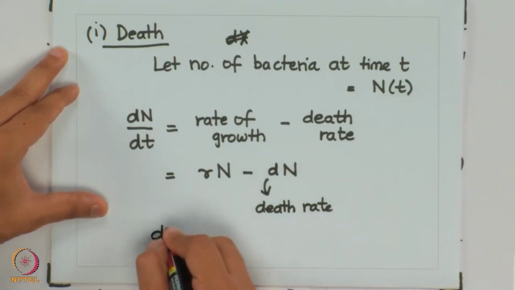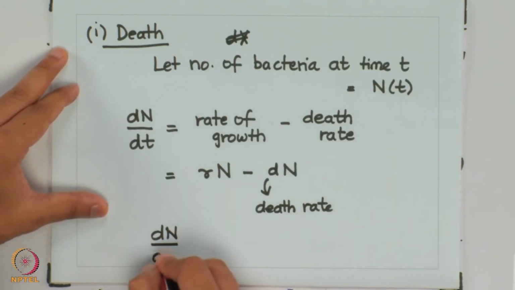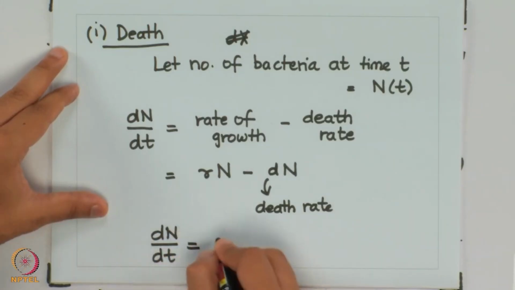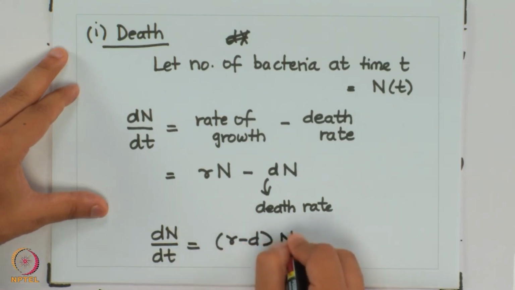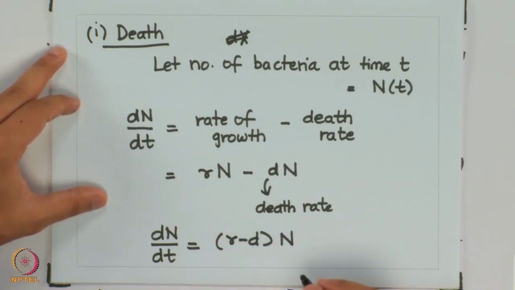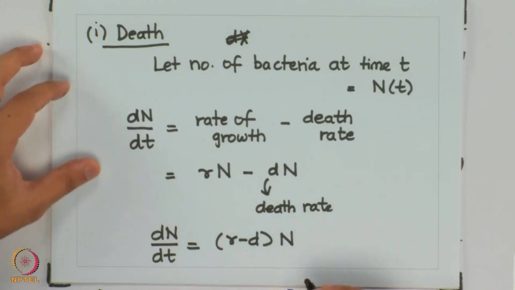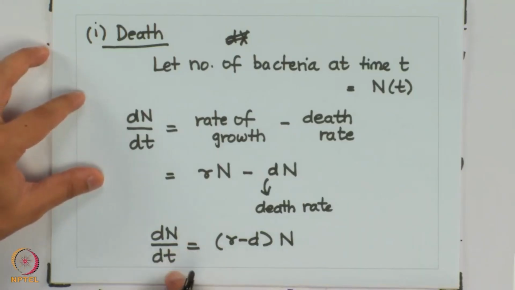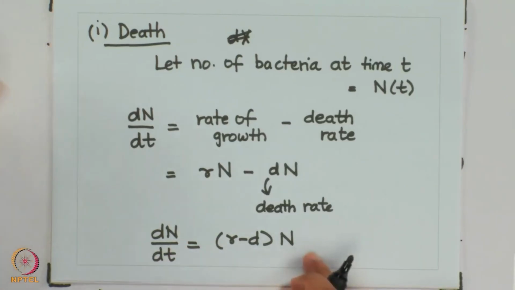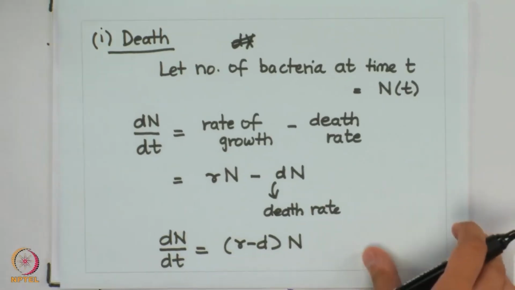So again dn by dt can be written as (r minus d) times n. This equation looks very similar to the one that we had gotten from the differential calculus approach, which was just dn by dt equals r n. And hence the solution to this equation also looks very similar to the solution we had received in that approach.